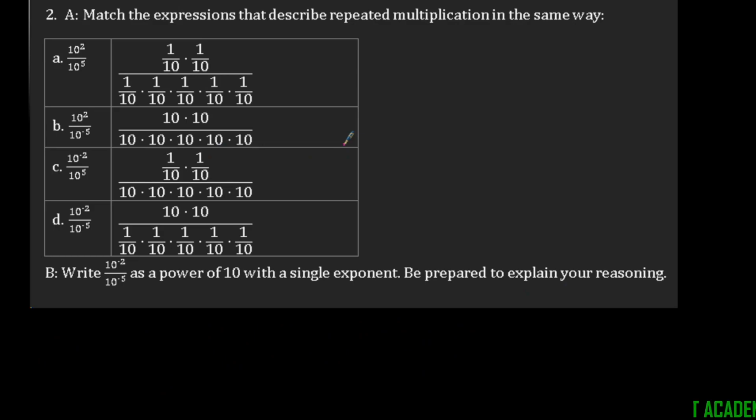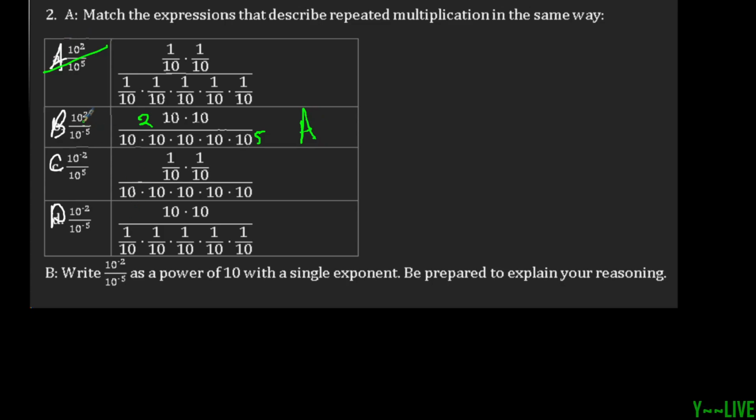All right, and then for number 2, it says match the expression, same thing with that repeated multiplication. So we have these exponents. We're saying, okay, for A, B, C, and D, what are going to be our choices? For that first one, we have 10 squared in the numerator and 10 to the 5th power in the denominator. So I have to have 2 10s in the numerator and 5 10s in the denominator. So I'm going to say this one goes with A.